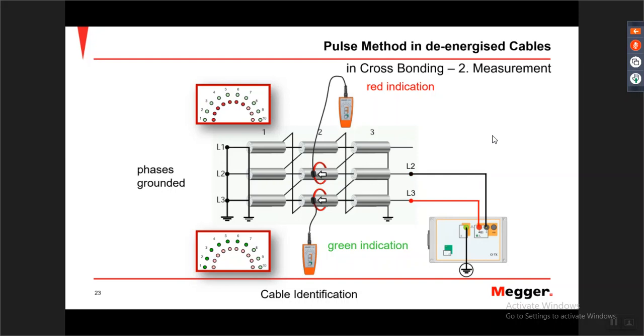L2 now has the negative and L3 has the positive. L3 will show green LEDs and L2 will show red LEDs, showing that L3 is connected to the positive side of the generator.